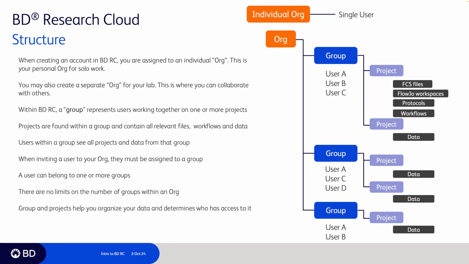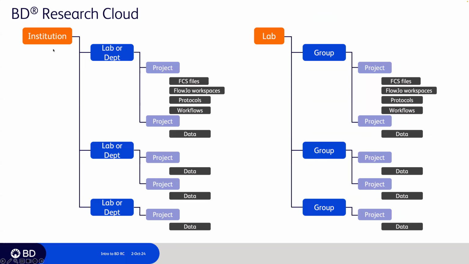So groups and projects help you organize your data and determine who has access to it. How you choose to organize your groups is up to you. You can either have a BDRC organization for your institution and then have the groups be different labs and departments. Or alternatively, you can have them be smaller.